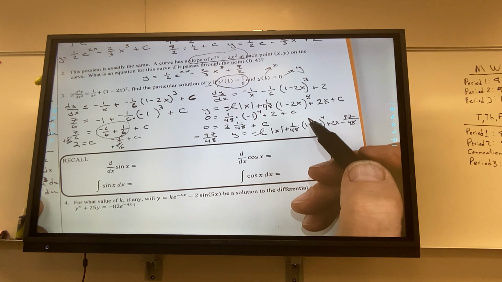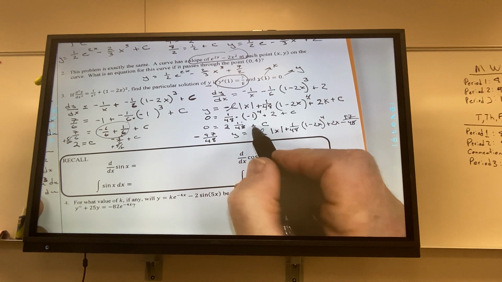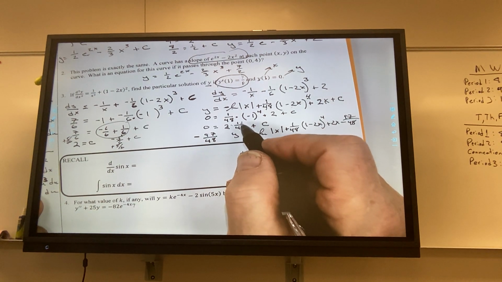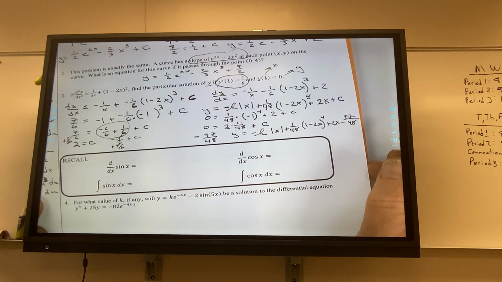Did you forget the plus sign? No, I just was confused. I got plus C right here. Never mind, I think I'm confused now. 2 and 1/48, when you write a mixed number, you know it's addition. Oh, I didn't know it was a mixed number, okay.